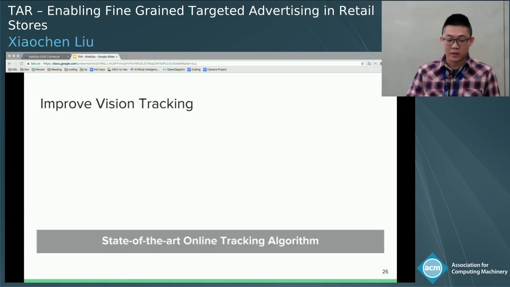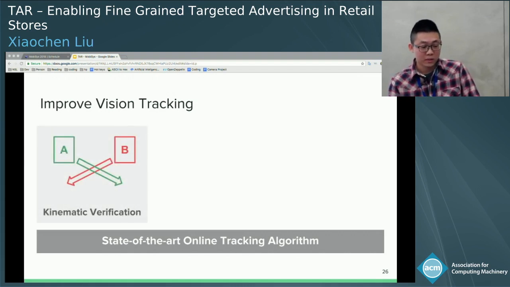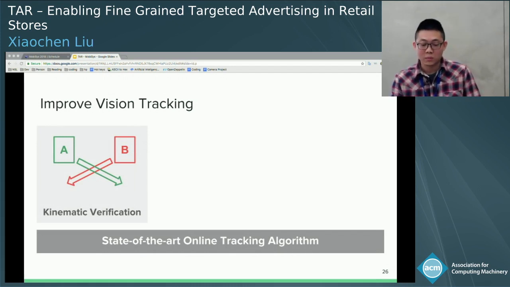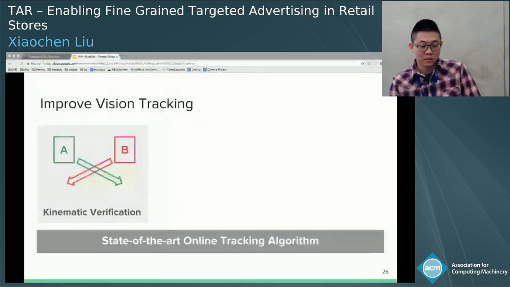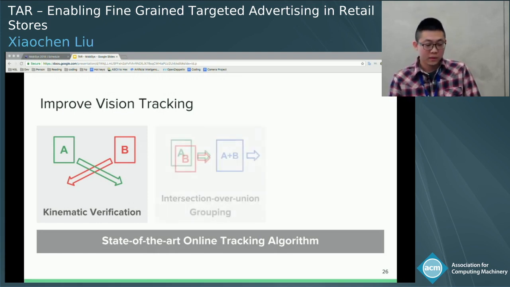TAR's vision tracking is based on the state-of-the-art online tracking algorithm called DeepSort. It uses both people's visual feature and trajectory for accurate tracking. We add 3 optimizations to improve its performance. First, we added a kinematic filter that keeps tracking each person when they cross each other. This helps reduce ID switch, which means the two people's tracking IDs are switched when they cross each other.